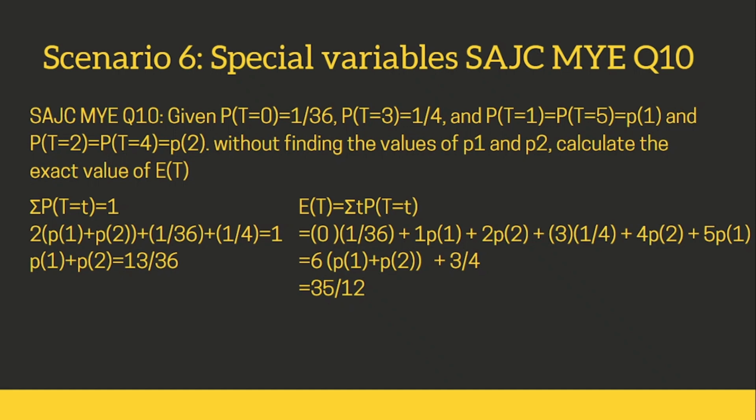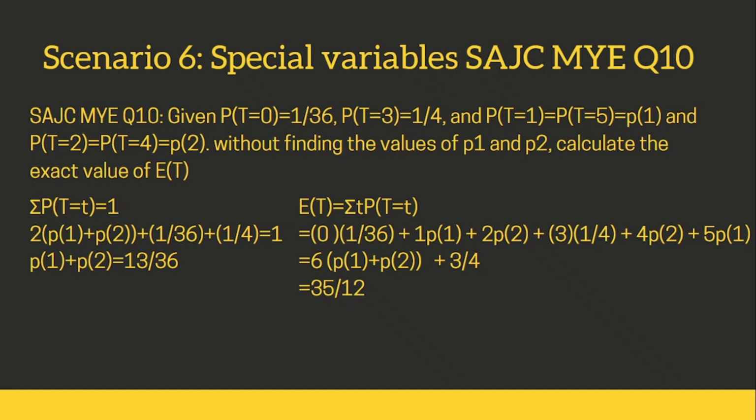2 p1 and 2 p2, because we are looking at P(T=1), P(T=2), P(T=3), P(T=4), P(T=5), all summed together. Since P(T=1) and P(T=5) equal p1, we have 2 of those, and likewise the same for p2, plus 1 over 36 plus 1 over 4 equals 1. By doing that, we can find out what p1 plus p2 is, which in this case is 30 over 36.